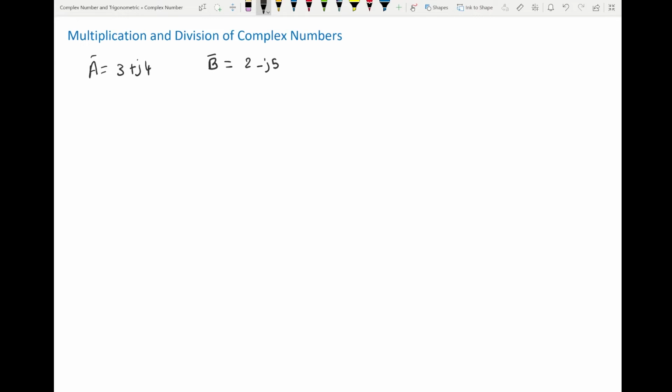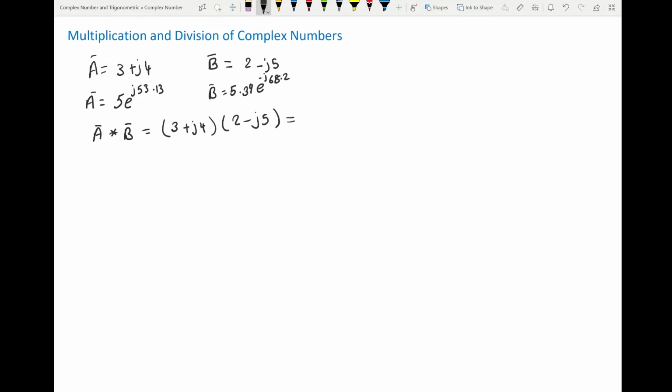So if I find A in polar form, that will be 5 e^(j53.13) and B is 5.39 e^(-j68.2). So let's carry out multiplication first in rectangular form. So A multiplied by vector B will be (3 + j4) times (2 - j5).